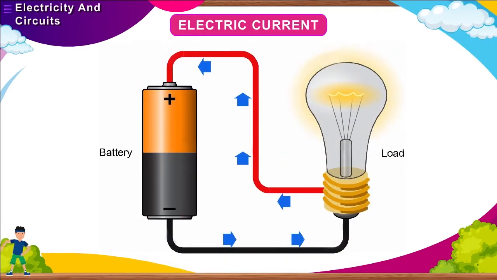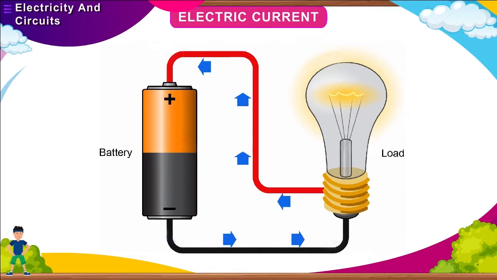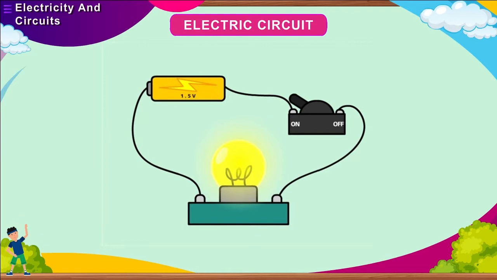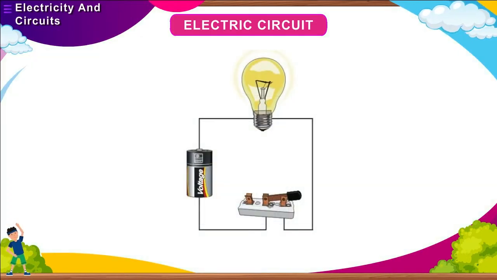The electric current flows from the end marked plus, positive terminal, through the metal wires to the end marked minus, negative terminal. Electric circuit. An electric circuit is the complete passage of electricity from one end to another end of an electric cell.